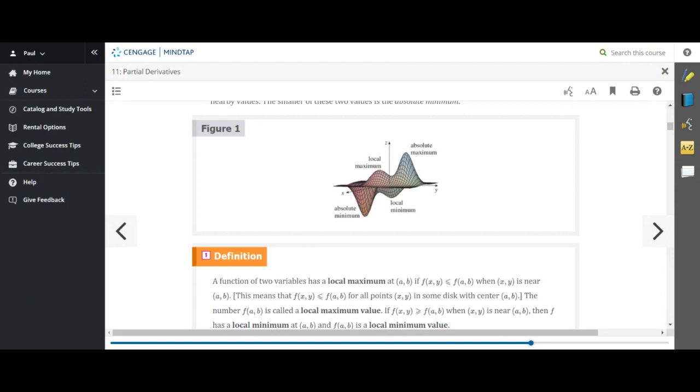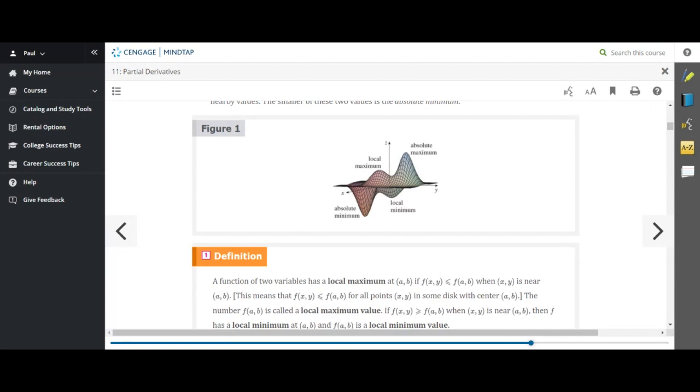If you look at, for instance, the absolute maximum there, at the very top of that hill in figure 1, it's flat. So if you were to take a tangent line in the direction of the x-axis and another tangent line that points in the direction of the y-axis, those tangent lines would have slopes of 0. They would have to, right?